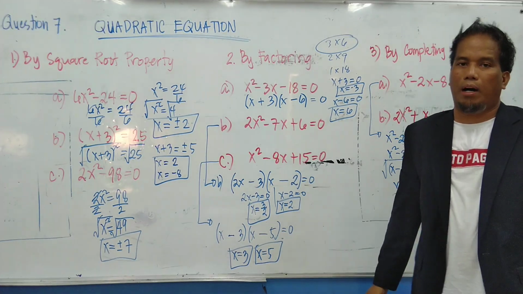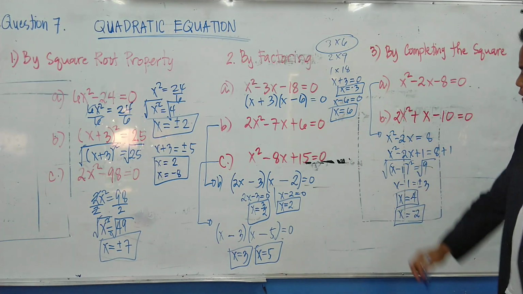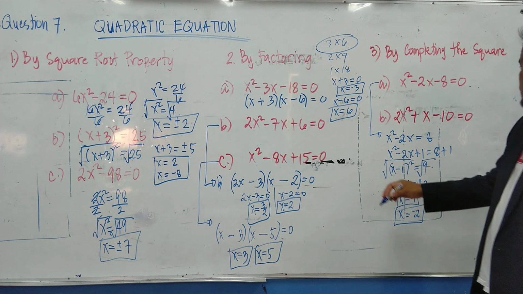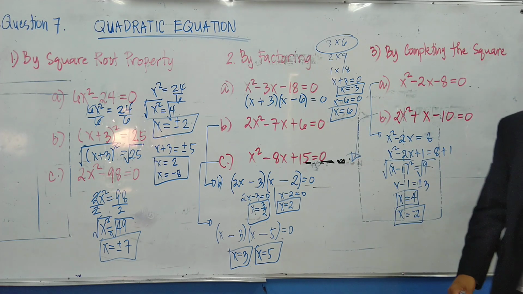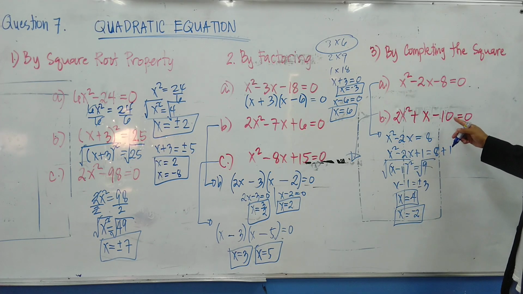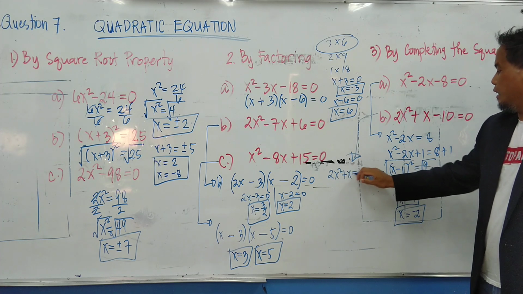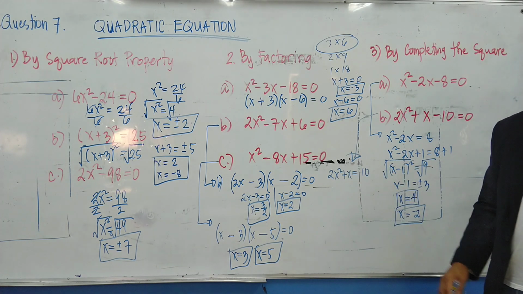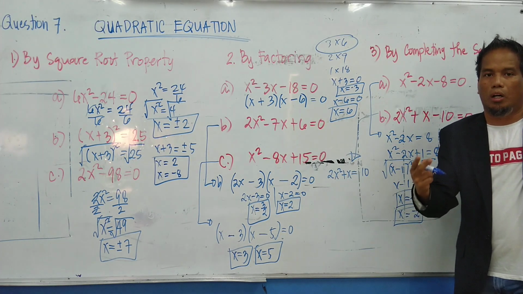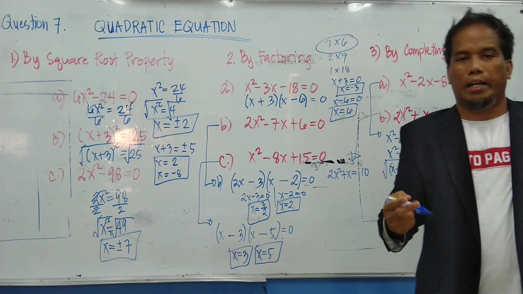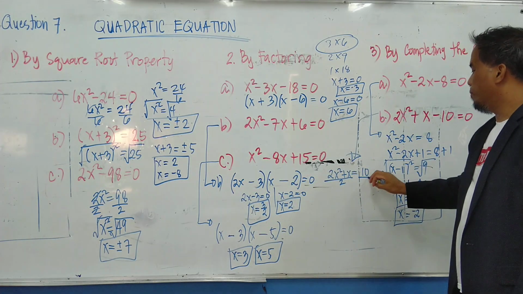Then, the last question about completing the square. Okay, 2x squared plus x minus 10 equals 0. Again, we are going to isolate the constant. So it will become now 2x squared plus x is equals to 10. Then look at the numerical coefficient of x squared. It's equals to 2. So we will make it positive 1. How? Divide all the terms by 2.